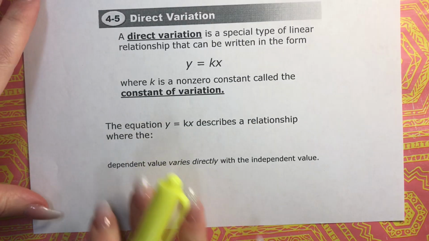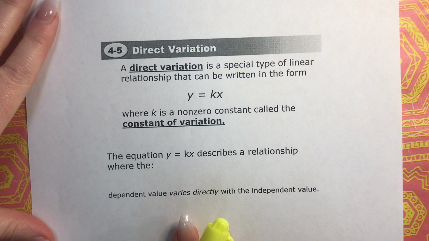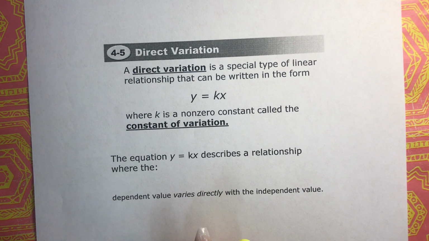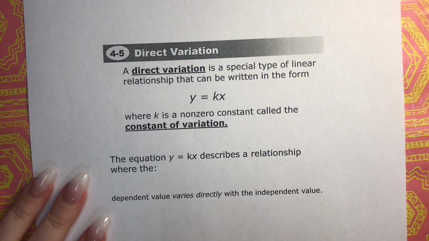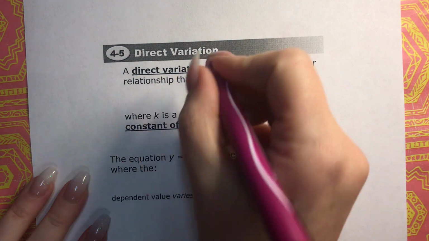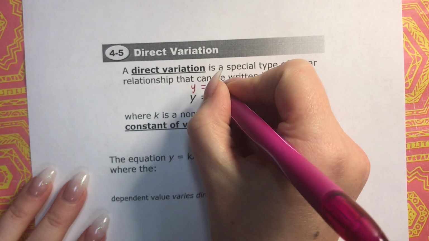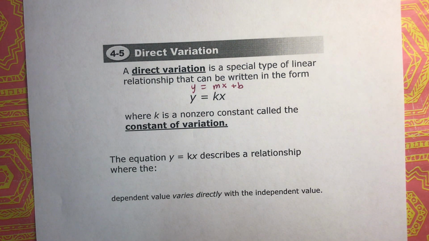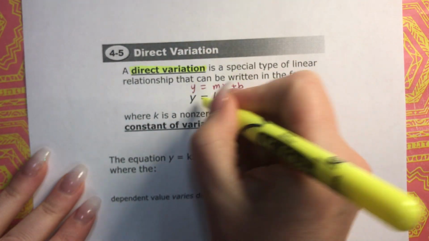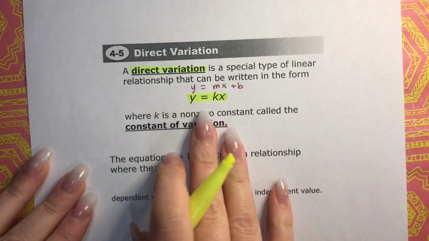So a direct variation is a special type of linear relationship that can be written in the form of y equals kx. So this is just a special type of linear equation. And what I want you to know is, what did we talk about last section? We talked about slope-intercept form, and what we have is y equals mx plus b, right? So this is a direct variation, y equals kx, but we're going to compare the two because this direct variation is a special type.